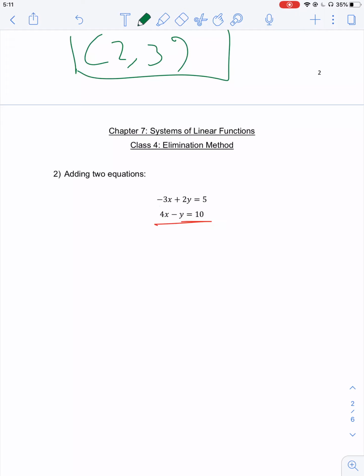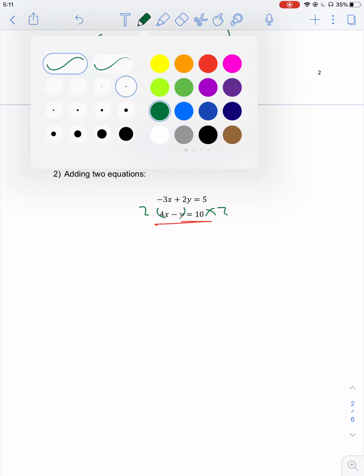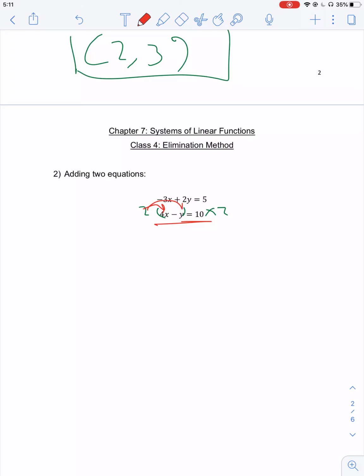So if it's confusing you, just remember that you have to multiply the left side by 2 and then do the same thing to the right-hand side. So if you do that, then you have to distribute the 2. Okay, so this is kind of tricky. And then when you do that, you're going to get 8x minus 2y is equals to 20, okay?